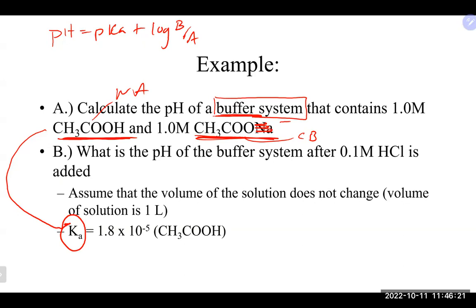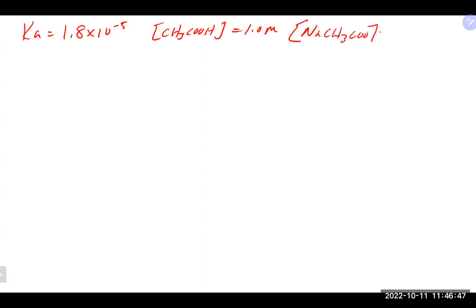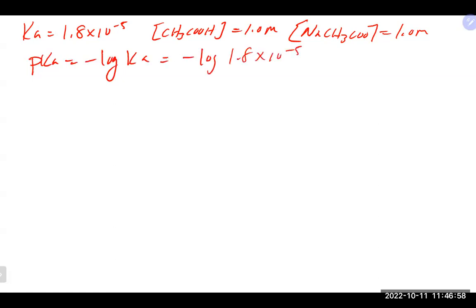So since it is a buffer, I'm going to go into the Henderson-Hasselbalch equation here, and we're going to solve it. The Ka value was 1.8 times 10 to the minus 5. We have a concentration of acetic acid, which is 1 molar. We have a concentration of sodium acetate, which is also 1 molar. So getting our pKa value, which would be minus the log of the Ka, minus the log of 1.8 times 10 to the minus 5, should be 4.74 when you calculate it.